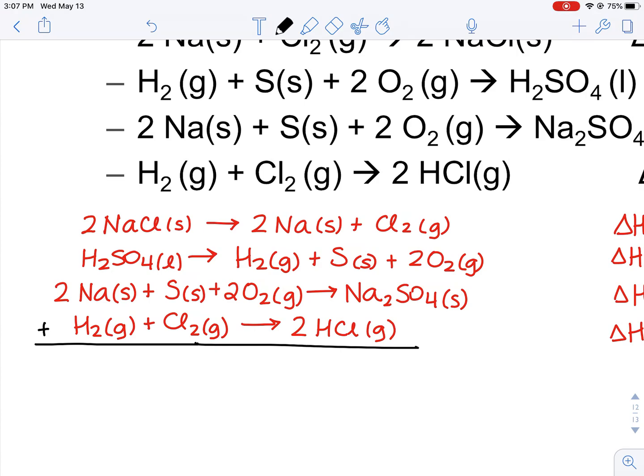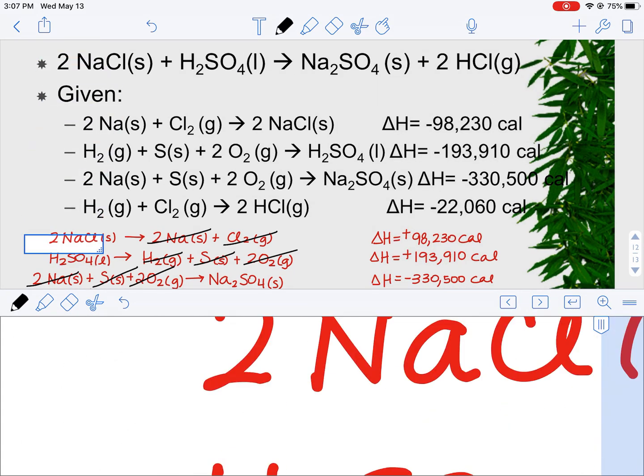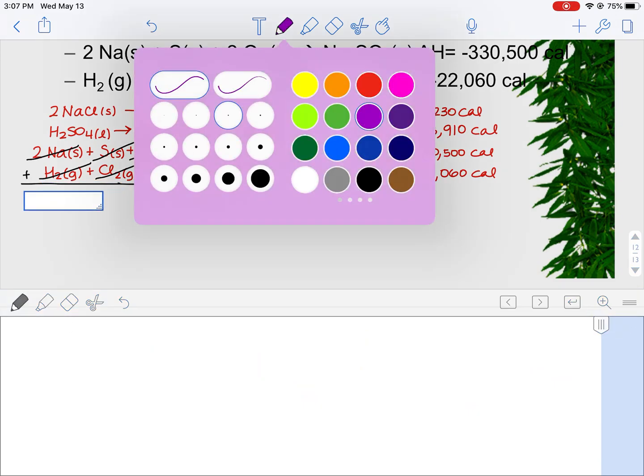So the sodium chloride decomposed into the sodium and the chlorine elements. I can see that the 2Na is then used up. The Cl2 is used up in a subsequent step. The hydrogen gas that's produced in the second reaction gets used up in the fourth. The solid sulfur that's produced in the second reaction gets used up in the third. And the 2 oxygen molecules that are produced in the second step get used up in the third. So I've canceled everything that can possibly be canceled, and what I'm now left with should match my overall reaction.